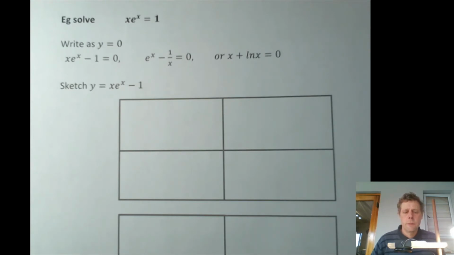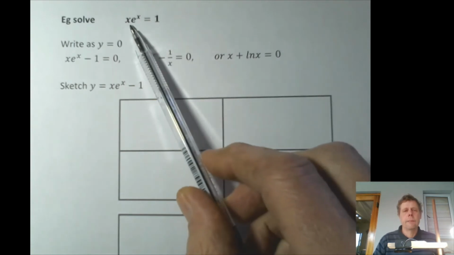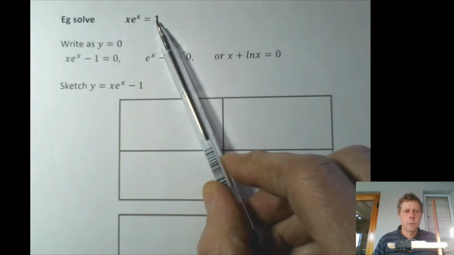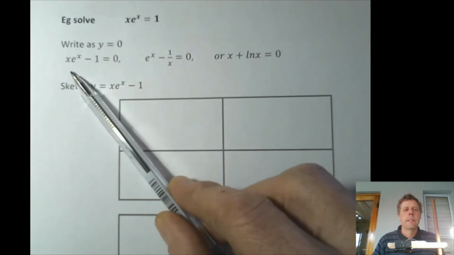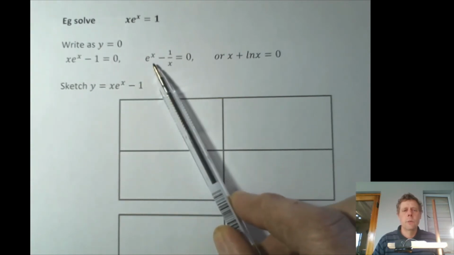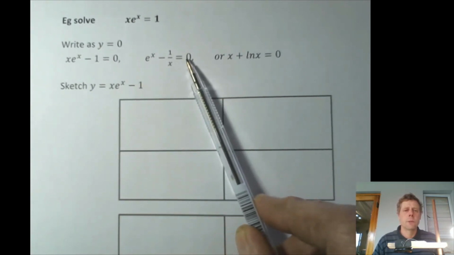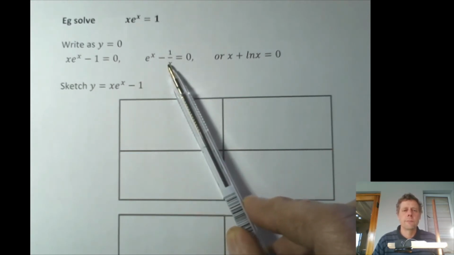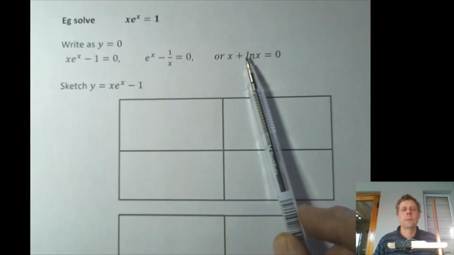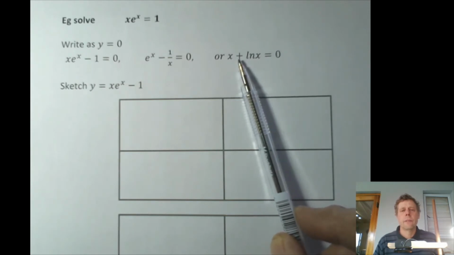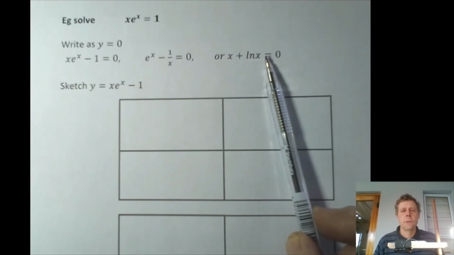So here's an example of finding a root using the numerical method. x e to the x equals 1. Now this can be written as x e to the x minus 1 equals 0. And if you want to find the roots of that equation, or e to the x minus 1 over x equals 0. That was obtained just by dividing that equation by x and then moving it across. And then finally by taking logs on both sides, you get x plus ln x equals 0.